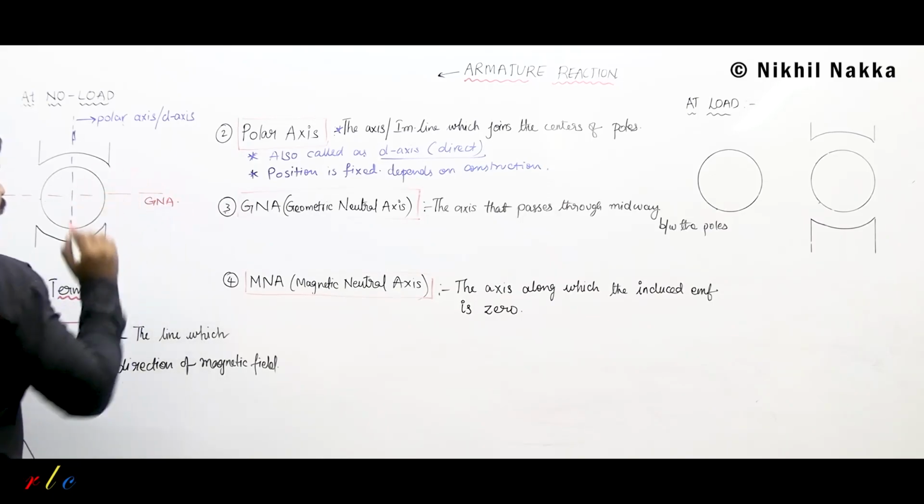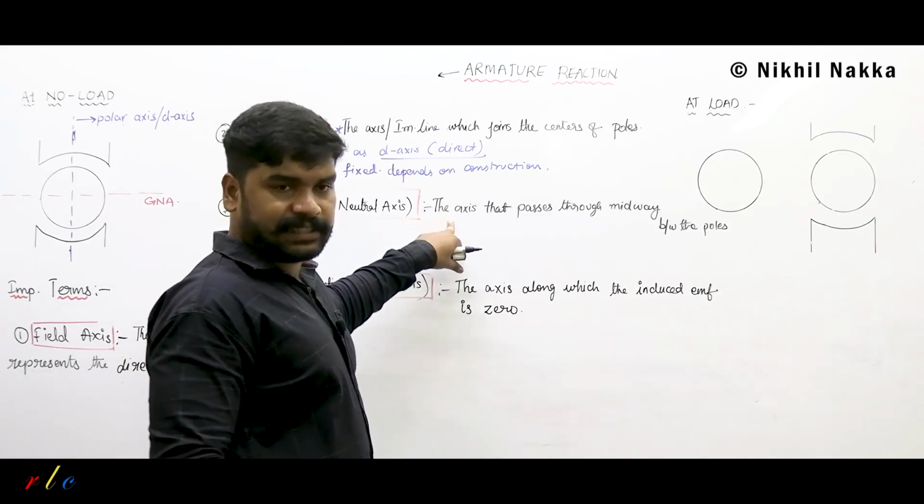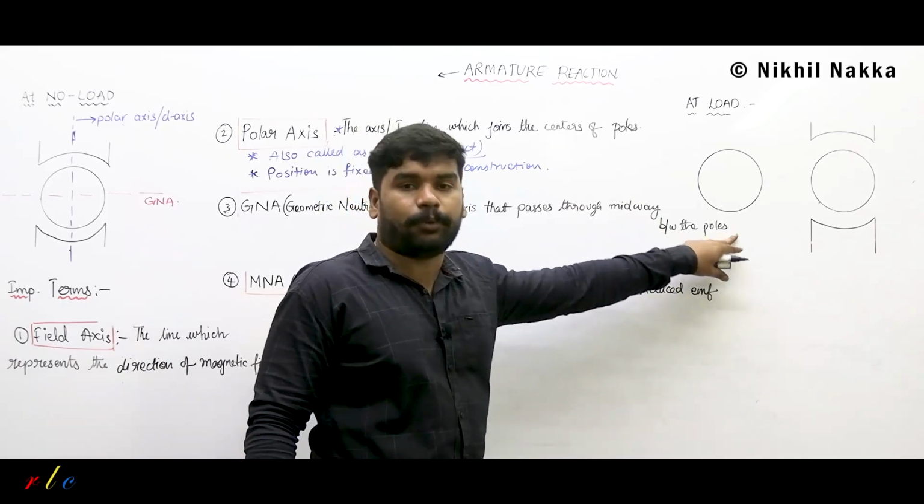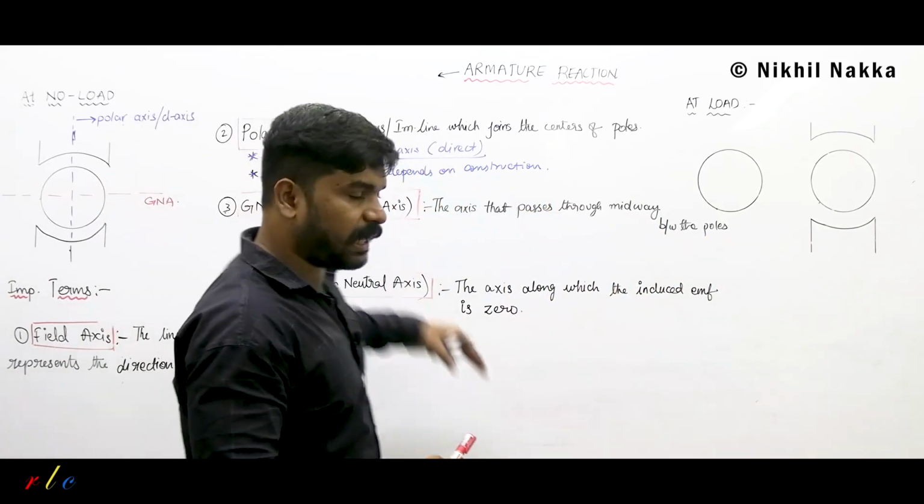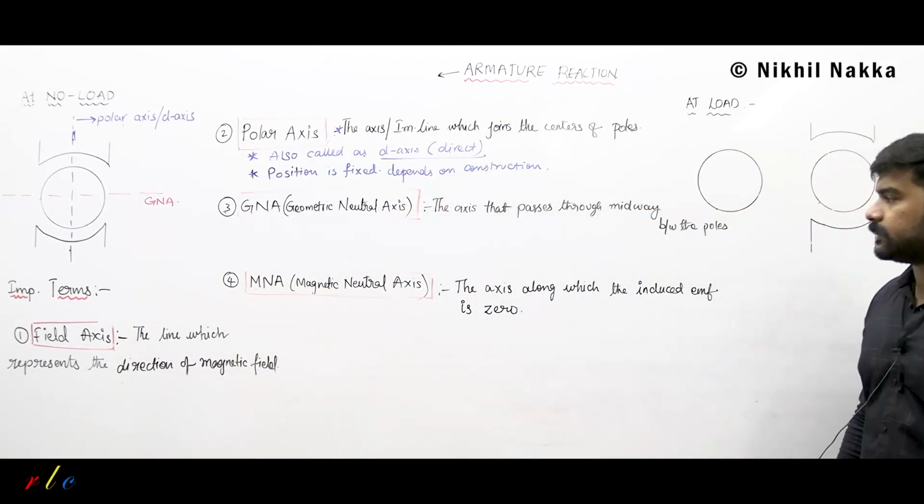This is going to be the GNA. And I can define it in other ways also. I can tell that it is an axis or an imaginary line that passes through the midway between the poles. Midway between the poles, you are passing an imaginary line, that is also GNA, geometric neutral axis.